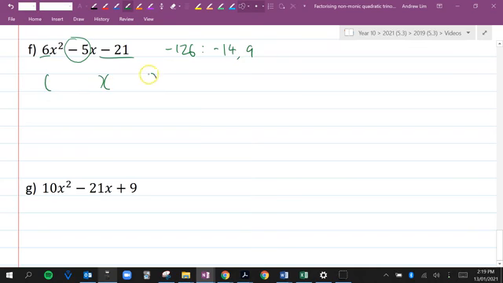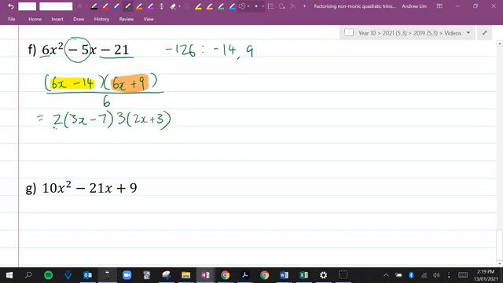So I'll set up my working out. 6x all over 6. Put my minus 14, put my plus 9. Again, I can factorize both of them. The first one I can take out a 2. The second one I can take out a 3. So if I take out a 2, I'm left with 3x minus 7. If I take out a 3 for the second one, I'm left with 2x plus 3 all over 6. 2 times 3 is 6, so the 6 cancels out with the 6. So my final answer, 3x minus 7 times 2x plus 3.